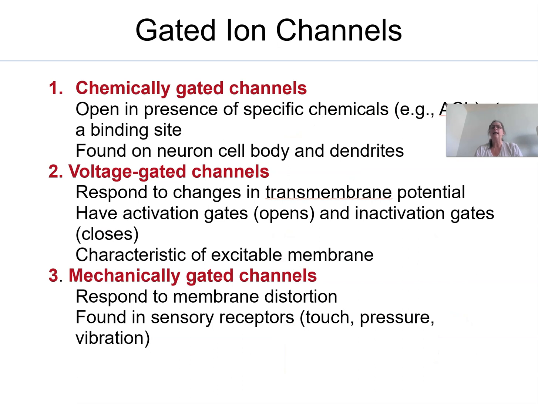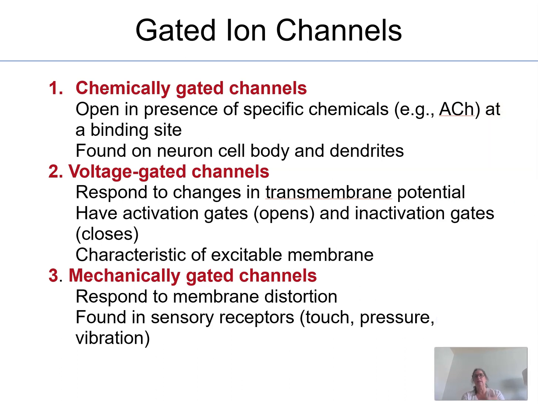Now we need to look at these gated channels. We kind of mentioned them briefly, but not very much. Leak channels are always open. Gated channels are different. Gated channels open or close in response to specific stimuli. So we're going to have chemically gated channels, and these are channels that open in response mainly to neurotransmitters. So chemicals can do that. And these tend to be found on the cell body and the dendrites.